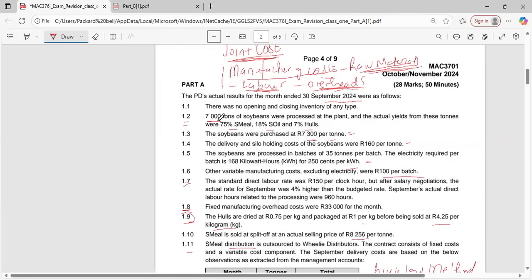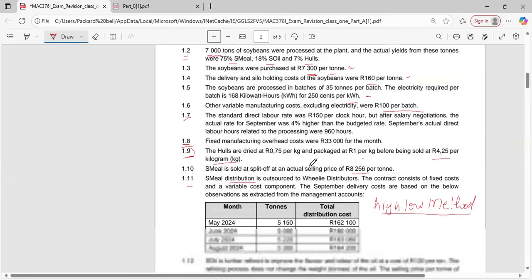So we're going to have 7,000 tons times 7,300. That's part of the joint cost. These are the purchasing cost of the soybean. So it's going to be 7,000 times 7,300. Then what else makes up the joint cost here? We have the holding cost. It's going to be 160 per ton, which is 7,000 times 160. Okay, let's take those two for now.